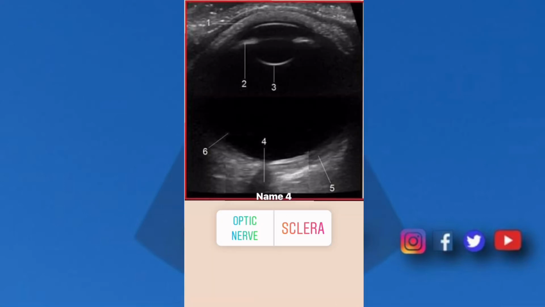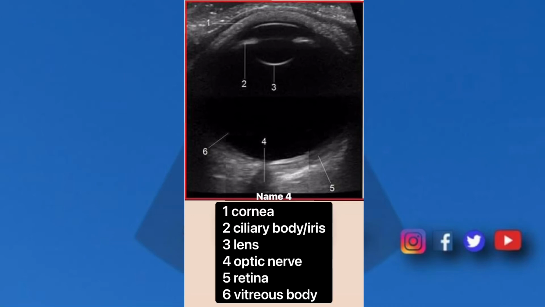So here I ask you to name which is the structure number 4. That is the posterior part of the eyeball. It is the optic nerve. Number 1 is the cornea. Number 2 is the iris and ciliary bodies. Number 3 is the lens. Number 4 is the optic nerve. Number 5 is the retina. And number 6 is the vitreous humor.